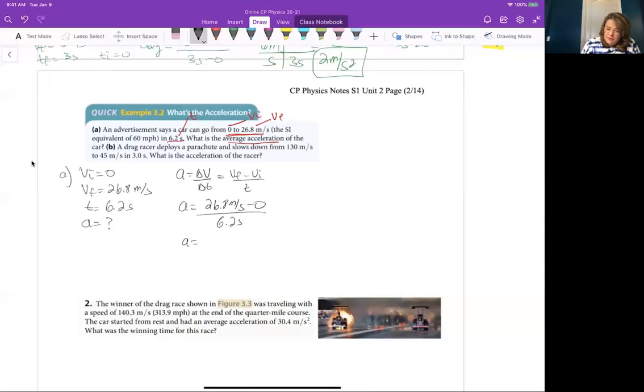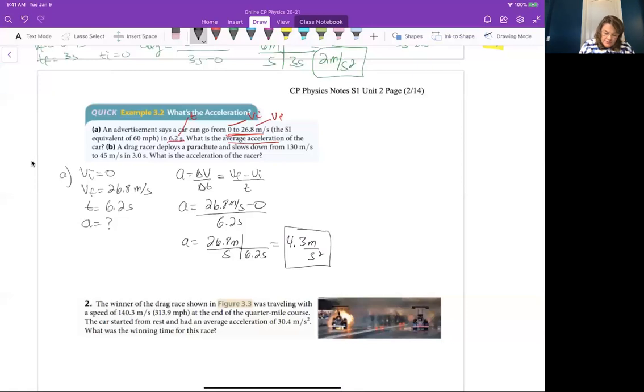I will then solve the problem, which I've already done, and I will find that to be, just to show you, 26.8 meters per second divided by 6.2 seconds. Notice my units, I get meters per second squared. Fantastic, that's what I want. 4.3, two sig figs if I really wanted to pay attention, meters per second squared. All right, B.